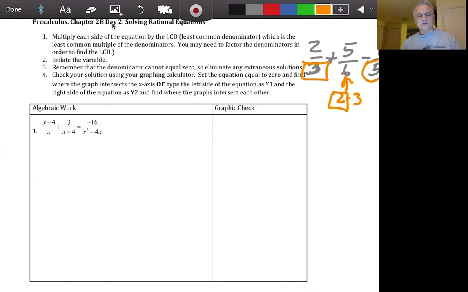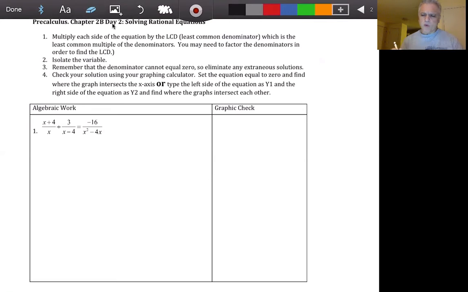So we're going to be doing basically the same thing here as we solve these equations. Let's take a look at this. Number one says we're going to multiply each side of the equation by the least common denominator, which is going to be your lowest common multiple of all the denominators. Which is exactly what it says. You may need to factor, like we factored the 6 down to 2 times 3. We got the prime factors.